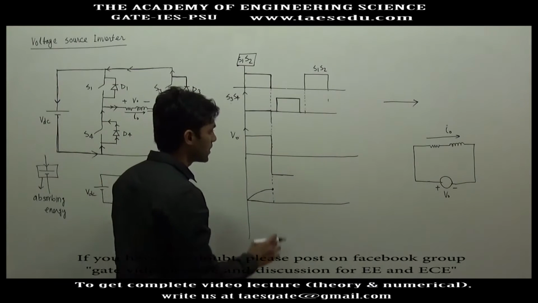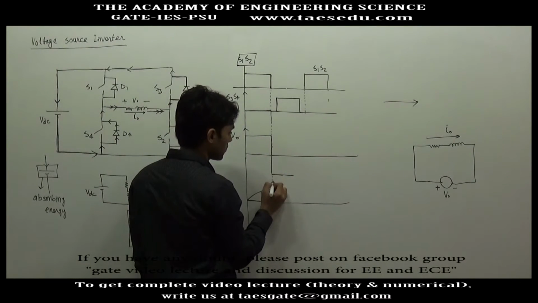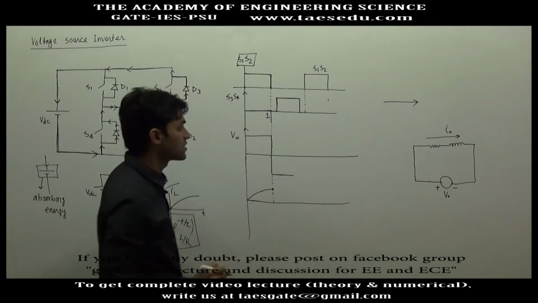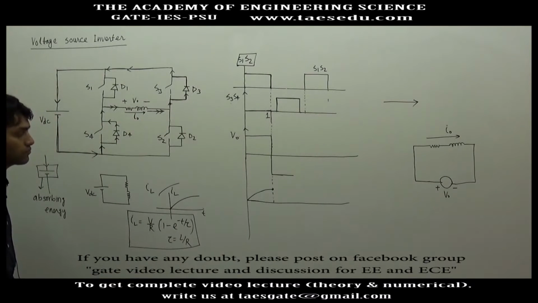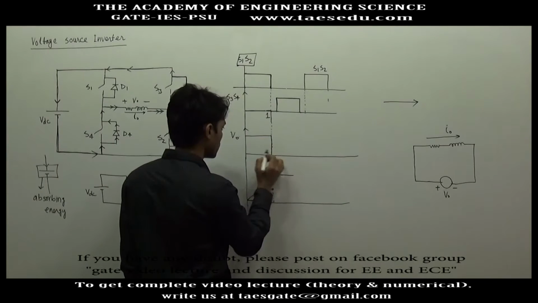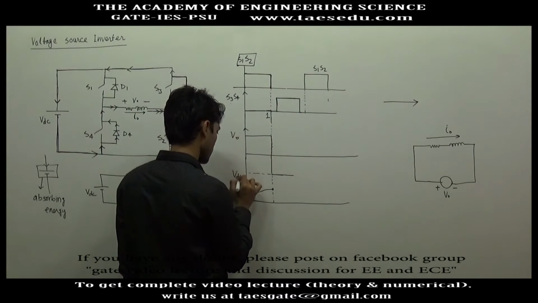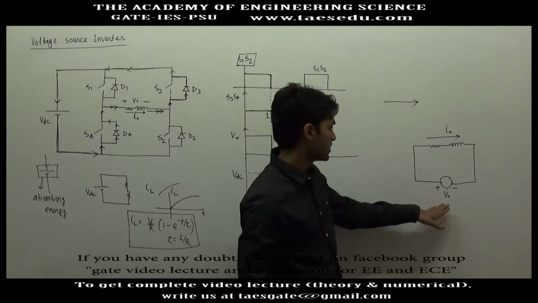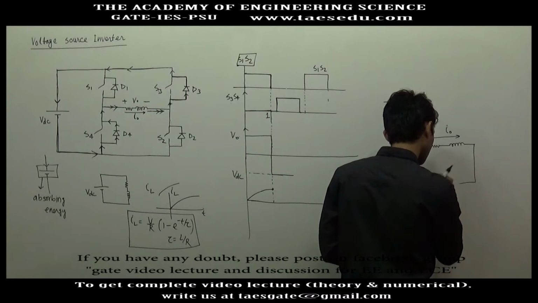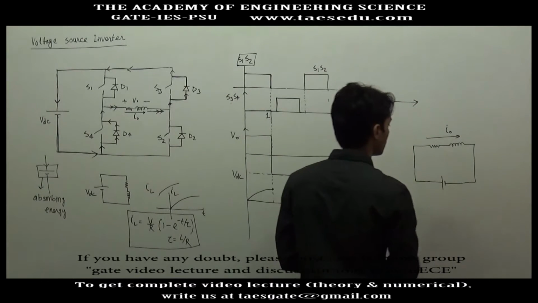Okay, but what happened after, let's say this is instant 1? What happened after instant 1? The polarity after instant 1, output voltage is minus VDC. Initially output voltage was plus VDC, so initially this voltage was plus VDC, and after point 1 what happened?